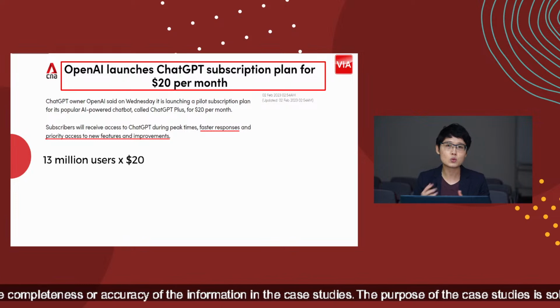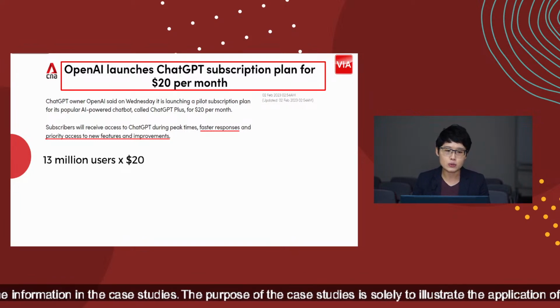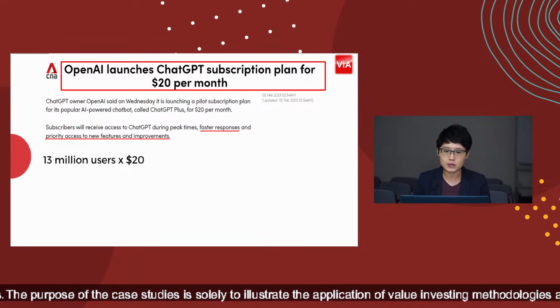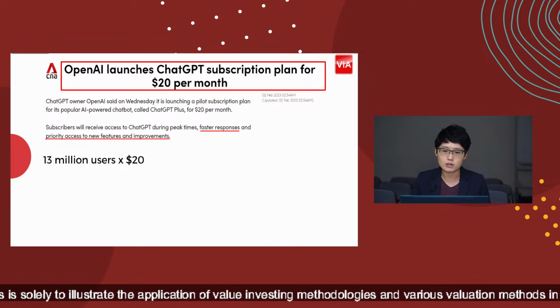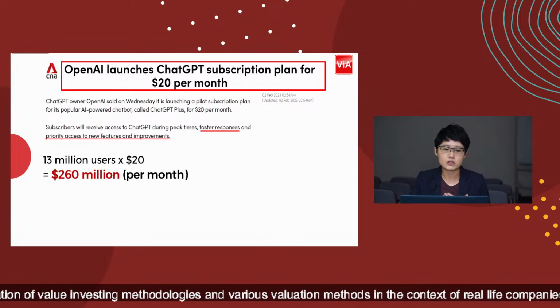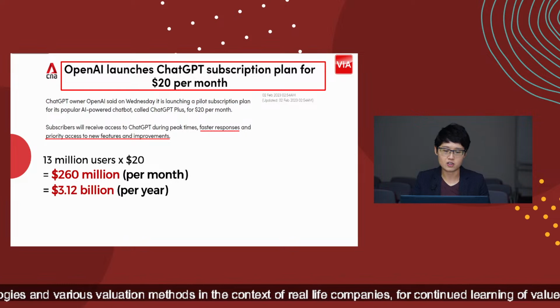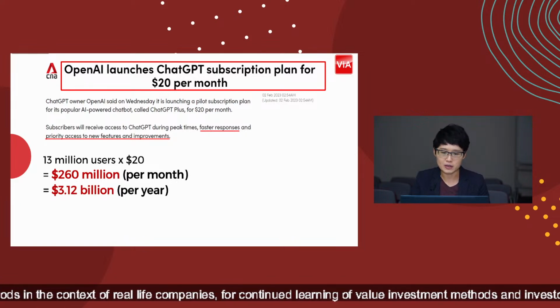So now let's do some simple maths. We assume that every day there are 13 million unique users, and they say there are too many people using ChatGPT, I want to have a faster response. So I decided to pay for the $20 subscription fee. Within a month, it will be generating about 260 million. How about a year? It will be 3.12 billion, which is quite a huge amount, I would say.